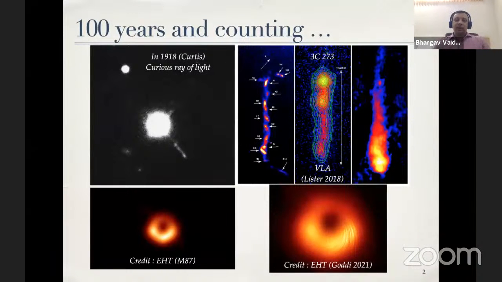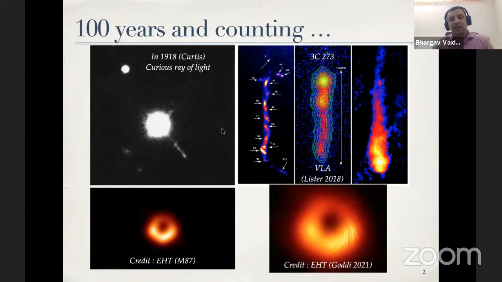If you go slightly into the history of AGN jets, it's not a very recent history, it's about 100 years old now. On the left, you have an image taken in the optical band of an active galaxy, where you can see this curious ray of light, which was suggested as a first indication of some tail-like structure. People at that time, in 1918, didn't know that these are essentially relativistic jets powered by the central black hole.